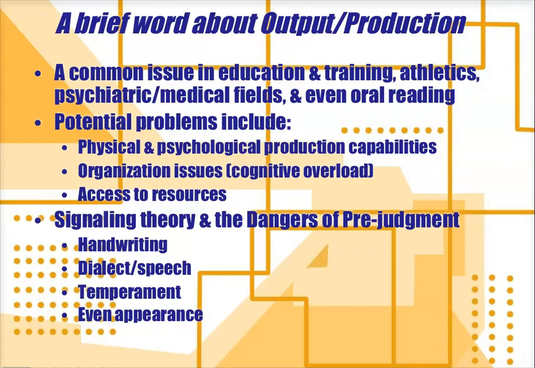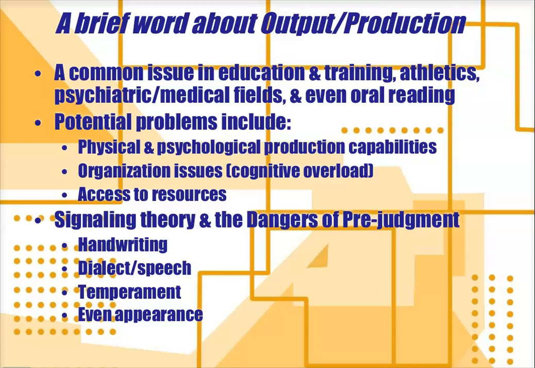Another thing that can affect production is access to resources. And again, you see this in all of these fields. An athlete that can't afford the shoes they need or the equipment they need, you can teach them all you want, but they can't do what other people can do. The same with a kid who can't afford the school supplies or the computer at home or the internet access and things like that.